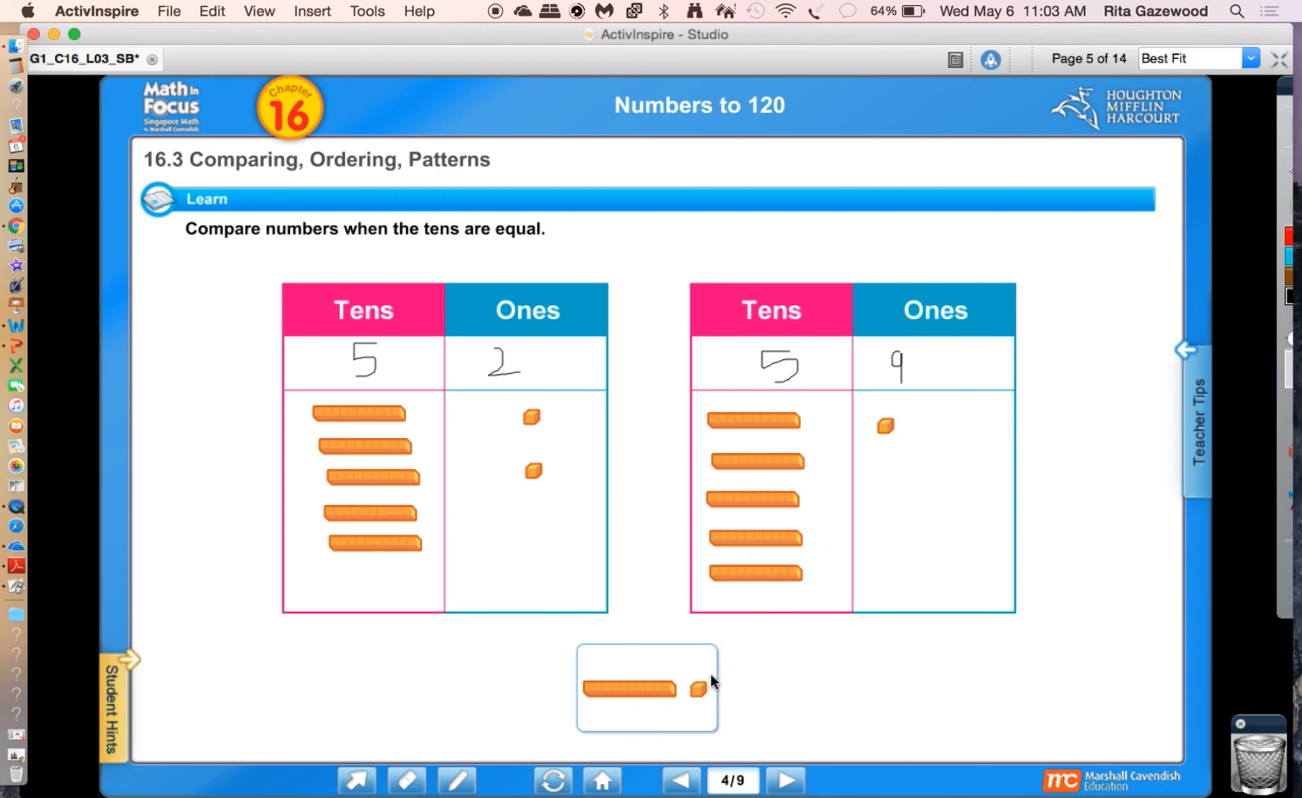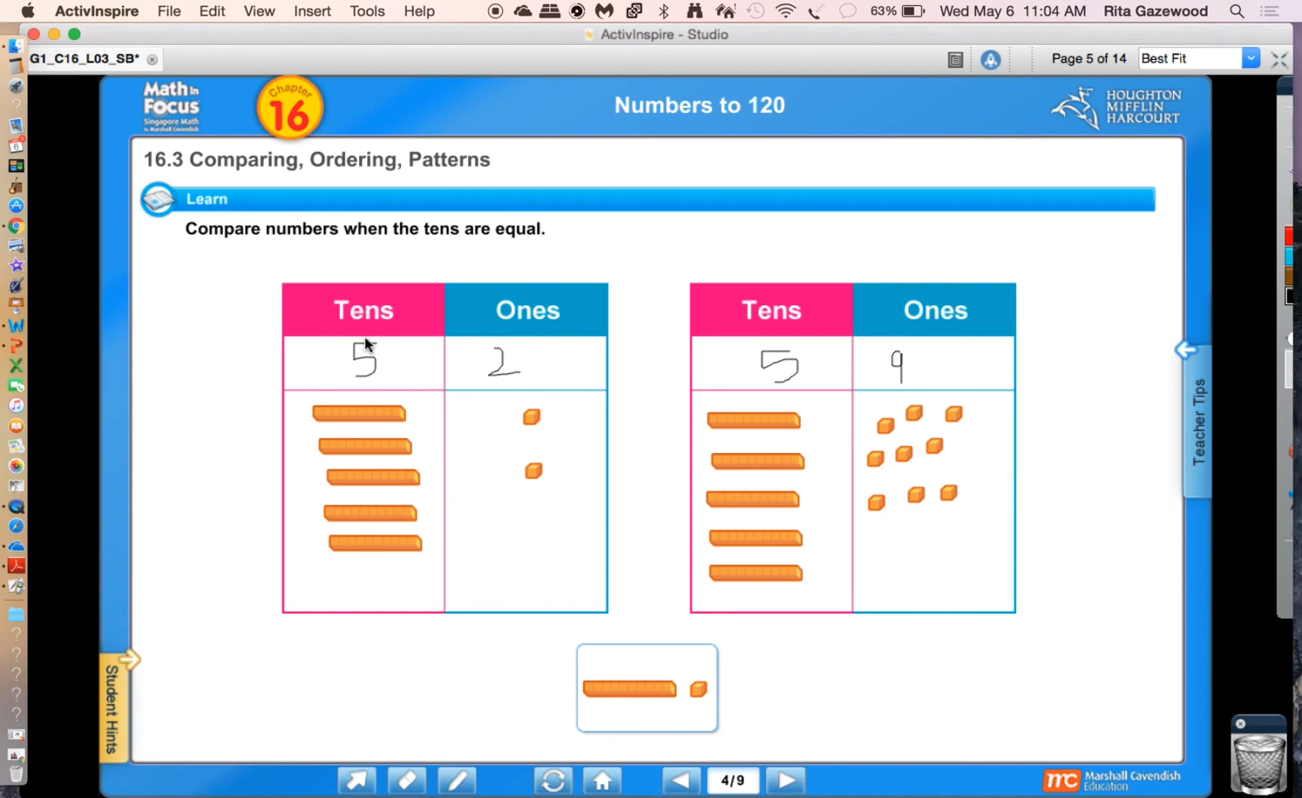9. 1, 2, 3, 4, 5, 6, 7, 8, 9. So when I compare these two numbers, I always look to the greatest column.